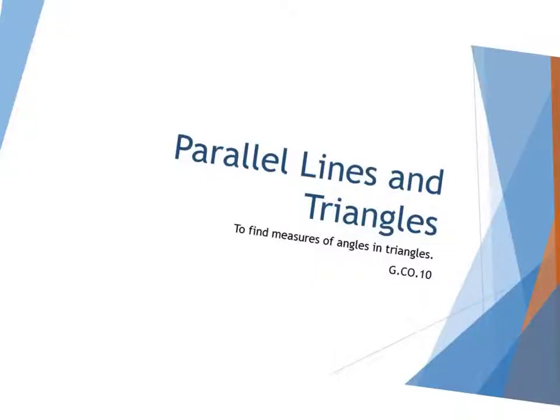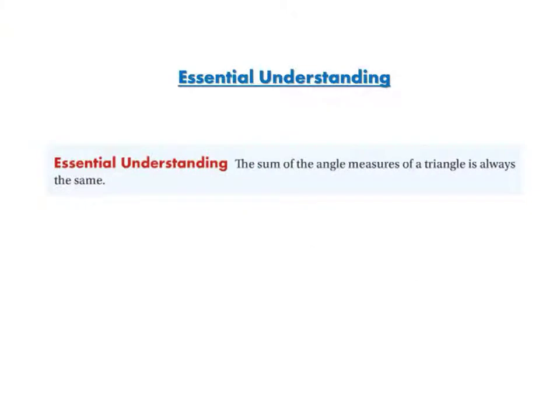This lesson is parallel lines and triangles. The goal is to find measures of angles in triangles, and the standard is congruence 10. The essential understanding of this lesson is that the sum of the angle measures of a triangle is always the same.